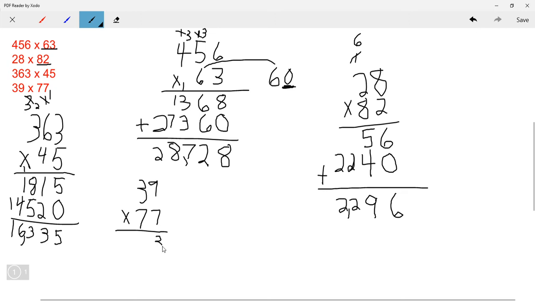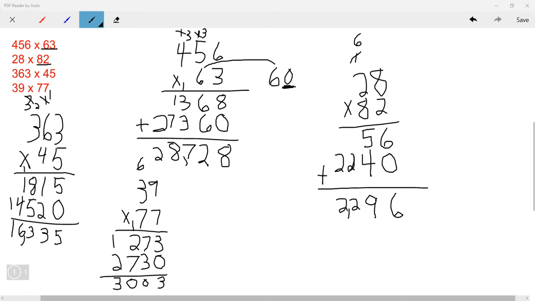Seven times 9 is 63. 7 times 3 is 21, plus 6 is 27. We can put the 0 here. And actually, we're just doing 7 times 39 again, so we know that the answer is going to be 273, right? So we can just put 273 here. So 3 plus 0 is 3. 7 plus 3 is 10. 1 plus 2 is 3. Plus 7 is 10. And 1 plus 2 is 3. So the answer would be 3003.